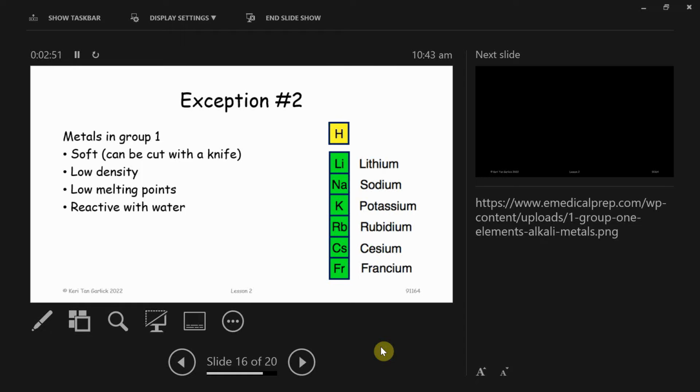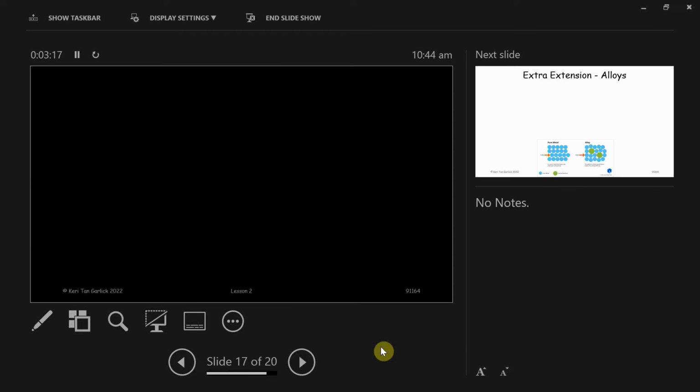I love how when I tell you something, it's so logical. But yeah, whenever you have these reactive group one metals, they store them in oil. So when I was in high school, we could do these experiments, but now we can't because of safety concerns, and you'll see why. You could take it out of the oil, cut it with a literal butter knife, and then toss it into water and see what happens. We can't do that anymore. I'll show you guys a video showing that. And like I said, it's really, really neat.